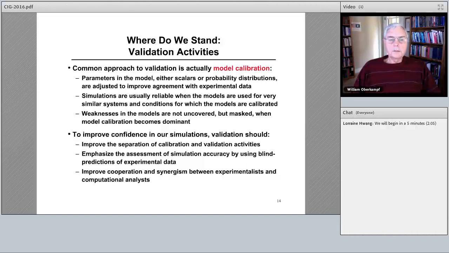Improve cooperation and synergism between experimentalists and computational analysts. This is also easily said, but it is difficult to do in practice for many different kinds of reasons: different time scales, typically different funding sources, different cultures, many different things.